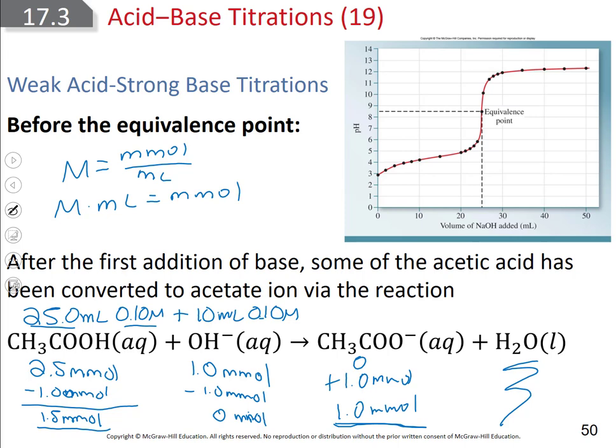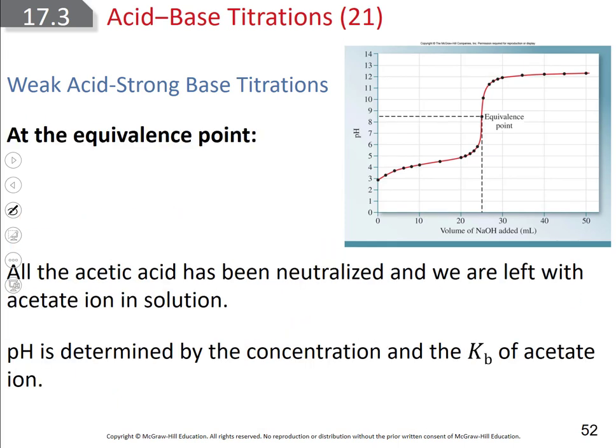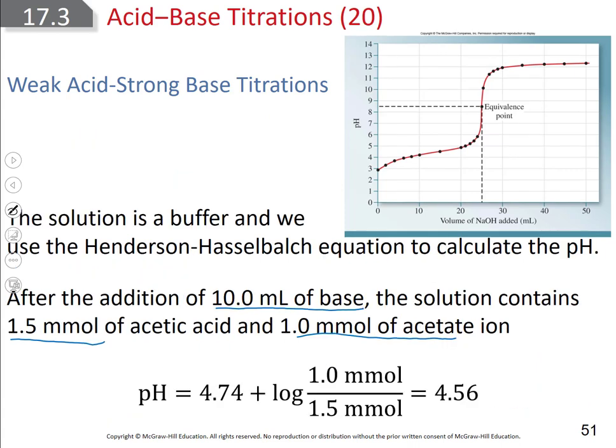Because this is the same solution, and molarity is divided by volume, it doesn't matter if you convert it back to molarity or not, since they would both be divided by the same volume, it would not change the ratio. So to make our math easier, we're just going to leave it in millimoles when we find the ratio. So we're just going to leave it as 1 millimole over 1.5 millimoles, and that gives us a pH of 4.56 for that point in the titration.